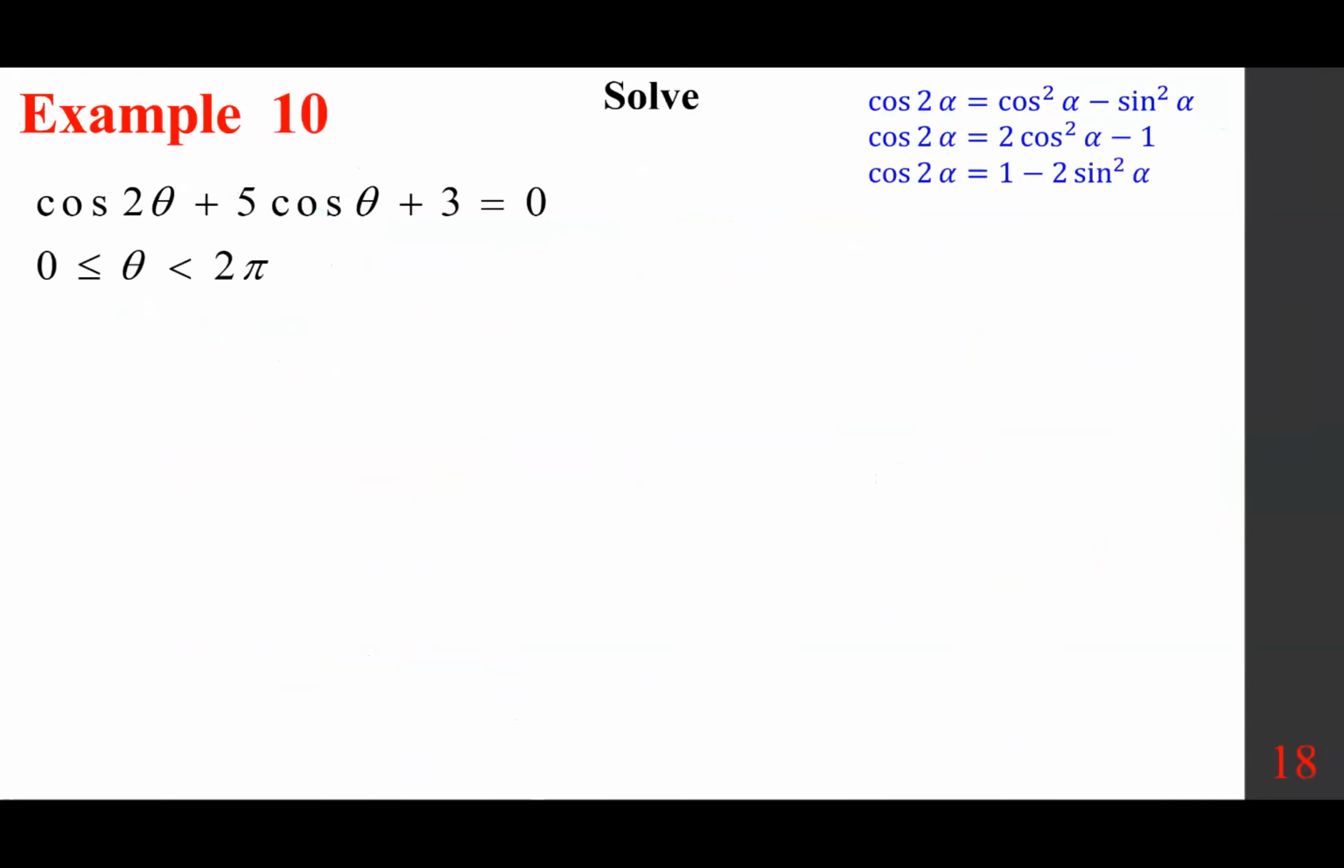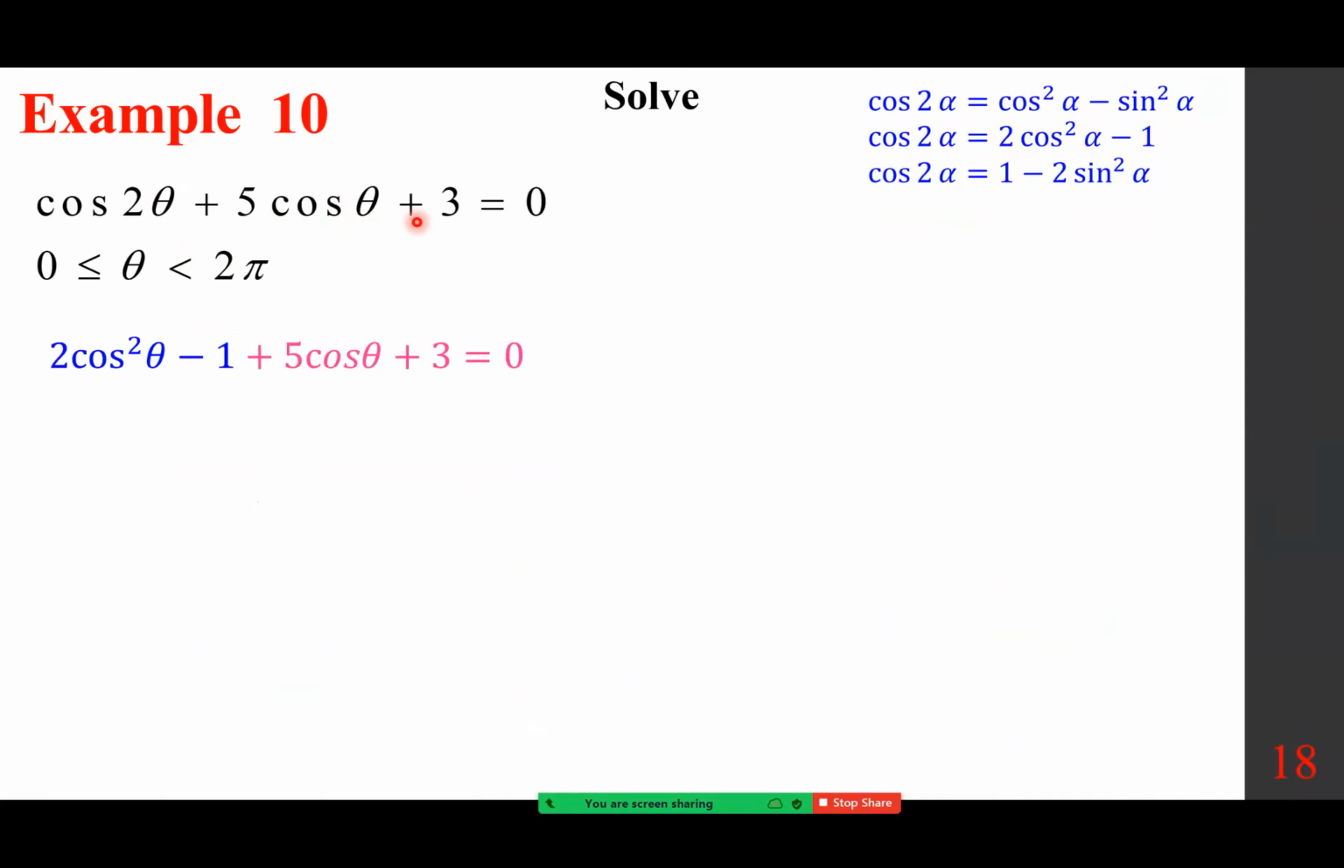All right. Cosine 2 theta plus 5 cosine theta plus 3 equals 0. We have 3 ways of writing cosine 2 theta. And we notice we have 5 cosine theta, so we want this one to involve cosine only, and that's why we use the second one. So I hope you see we have 3 choices. Why do we choose this one? Because of the rest of it.